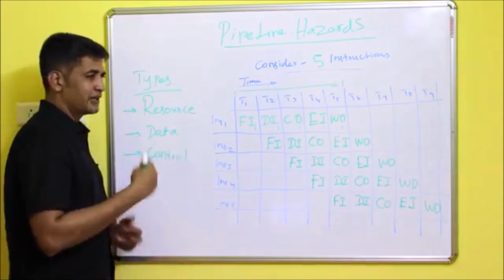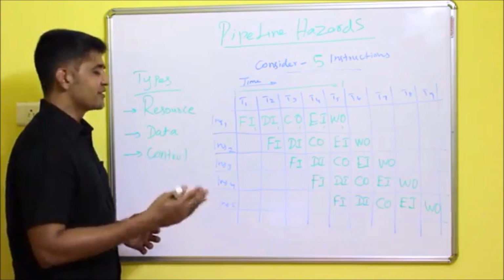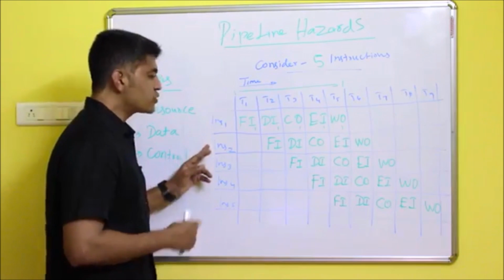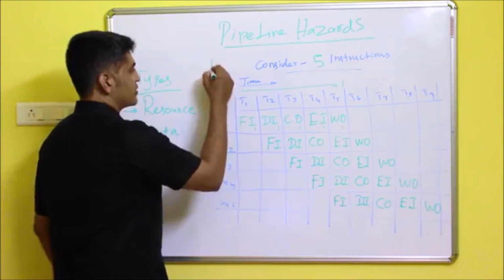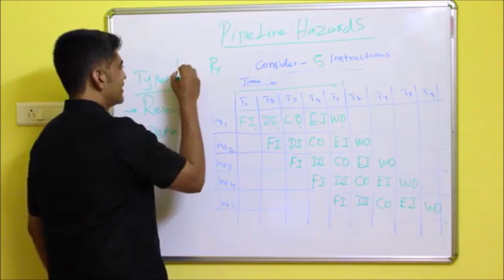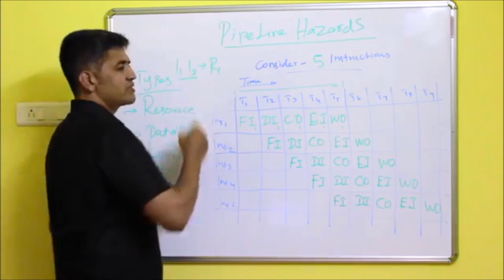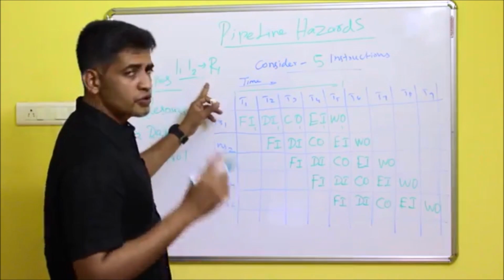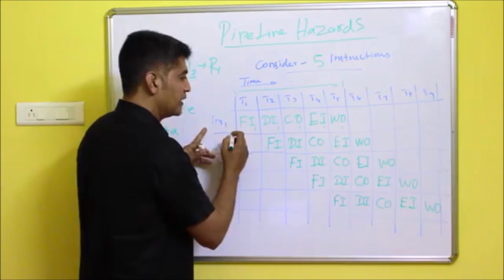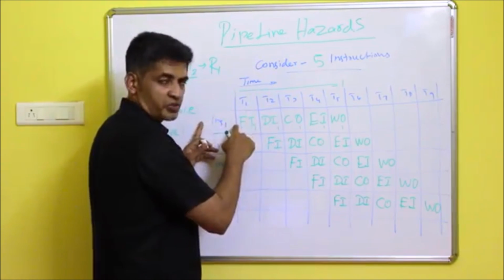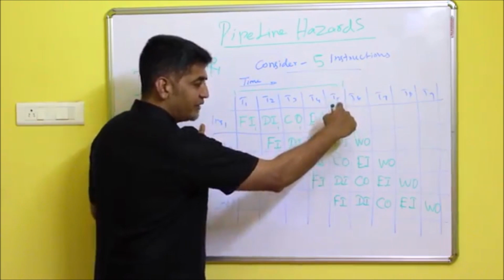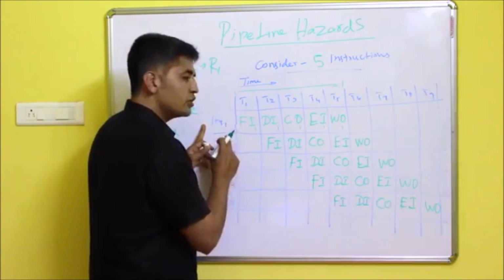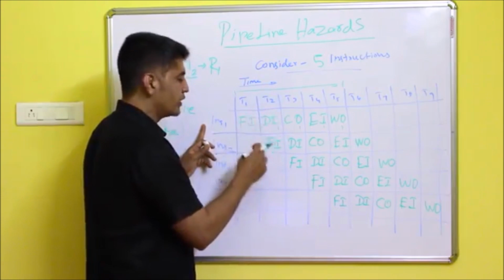The resource hazard may also be called a structural hazard. As an example, consider two instructions. If instruction 1 and instruction 2 require resource 1 at the same time for execution, then resource 1 will be released by instruction 1 only at the end of T5. But instruction 2 requires it at T2 itself.